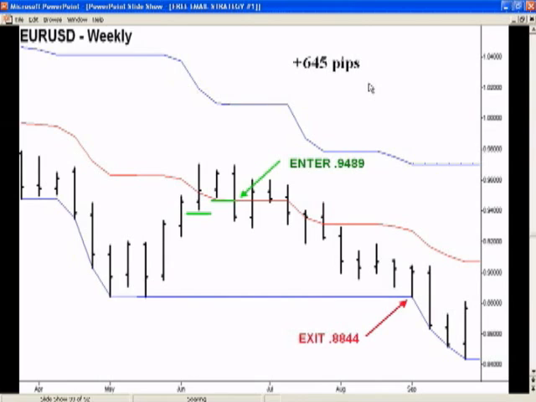And then on the downside, let's look at a weekly chart, the euro dollar. This is where you can use all of our strategies to capture these large, big moves that you find so frequently in the Forex markets. We once again have all three Donchian channels headed lower.